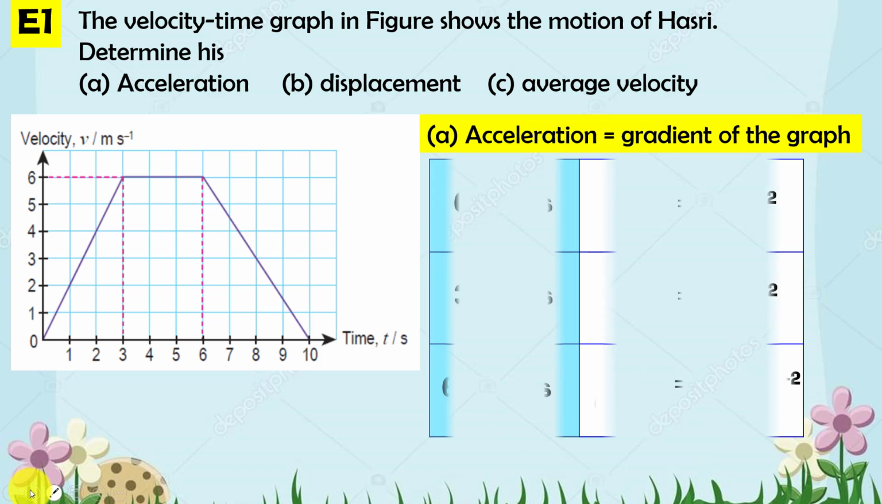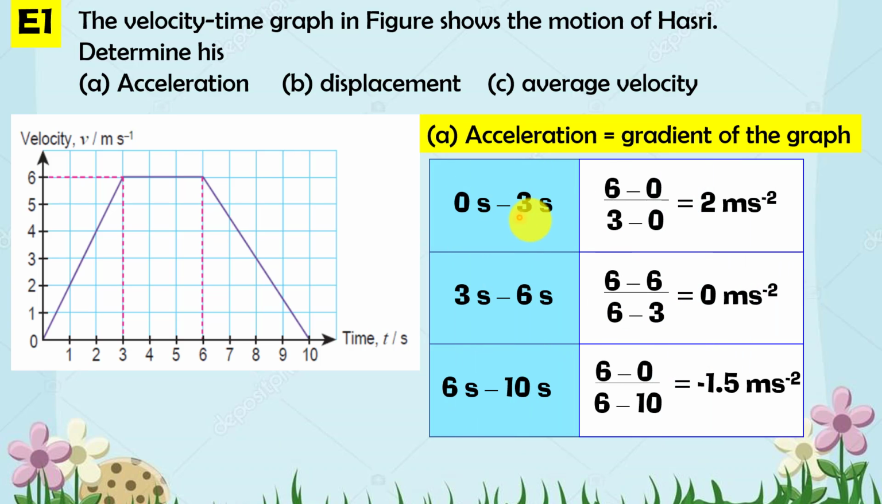For the first part, 0 to 3, the gradient is 6 over 3, so there's 2 ms negative 2. This one is the acceleration. For 3 to 6, we don't have any gradient because it is flat, so the answer for acceleration is 0. Then 6 to 10. This one the velocity drops, so this is a deceleration. Your answer sure has to be negative. So 6 minus 0 over 6 minus 10, I get negative 1.5.